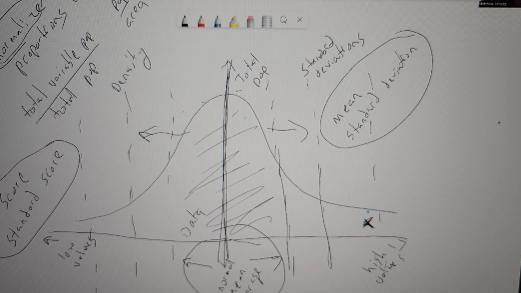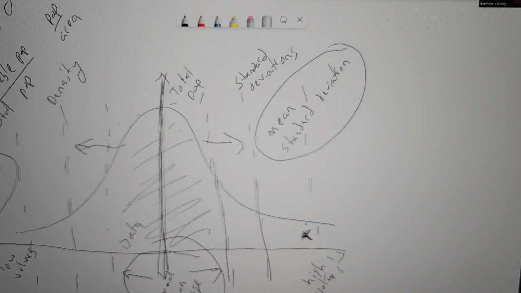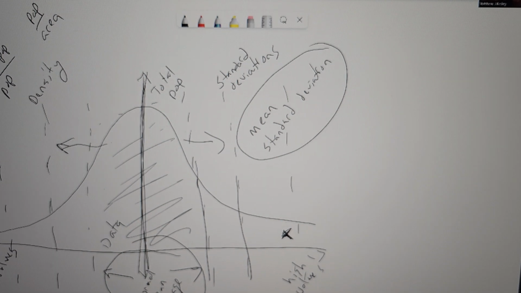z-score. So the way we calculate z-score is not terribly mind-blowing. It is simply your observation, so your observed value, minus your average, minus your mean, divided by your standard deviation. Okay, so take a simple example.